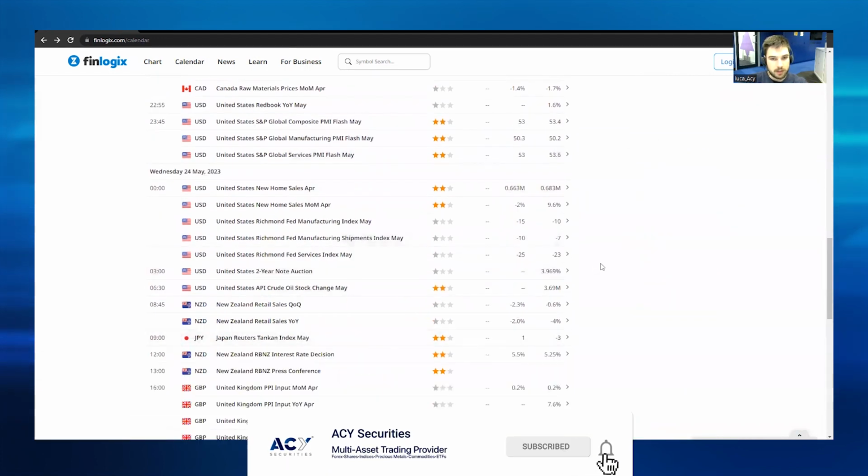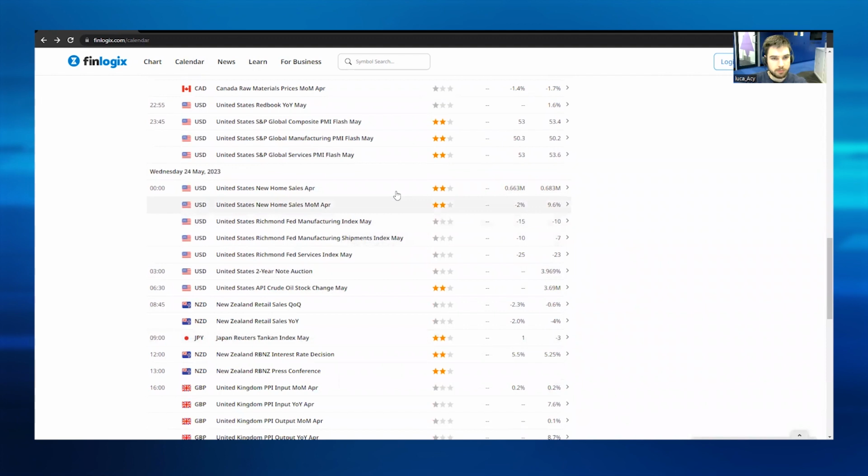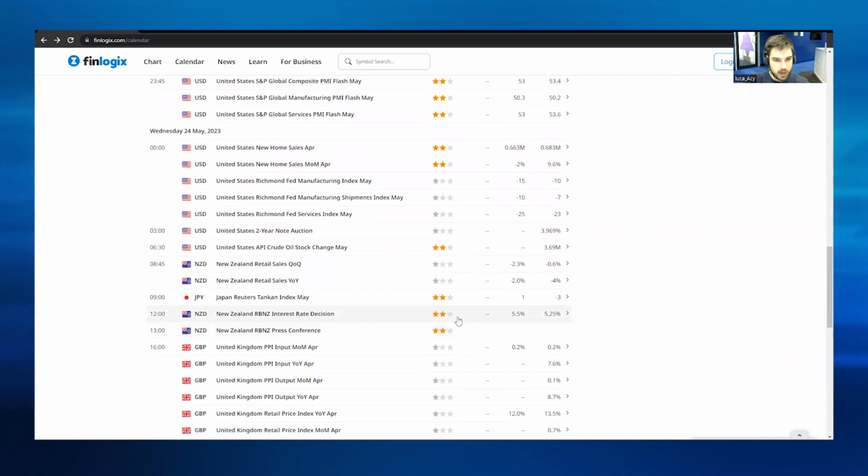Wednesday, we have the new home sales for April. We also have the interest rate decision for the RBNZ. That's very important to us, and we need to pay attention to what they will do. We are expecting a 25 basis point hike. I can talk a little bit more in depth afterwards once we come to the New Zealand dollar pairs.